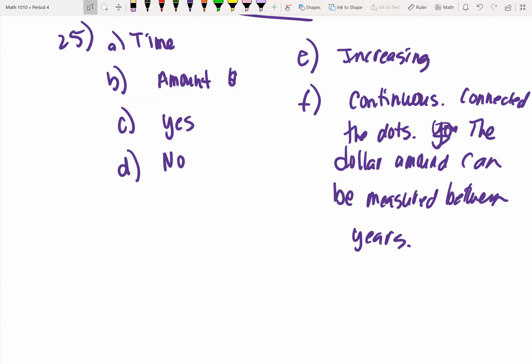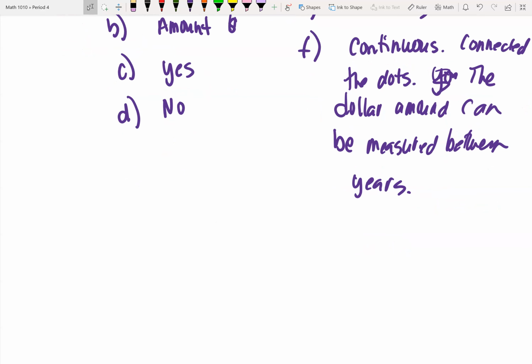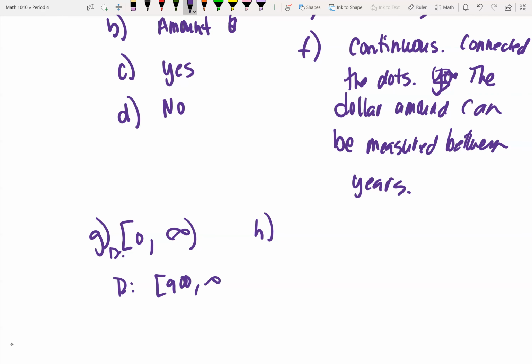Question G, find the domain and the range. If you look at the graph, it goes from 0, and it does hit 0, and it goes to forever, which is infinity. That's your domain. This is your range. The lowest it's going to be is 900, and it does hit it, and it goes up to forever. Question H, how much will there be in 8 years? If you look at 8 and you go up, it's 1,600, and that is dollars. So make sure you label it.